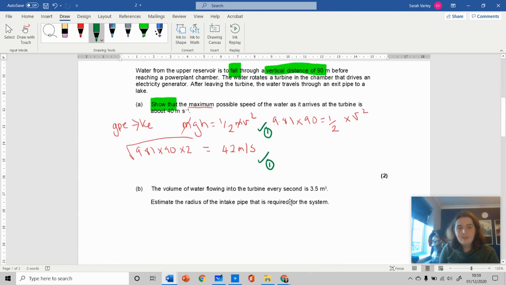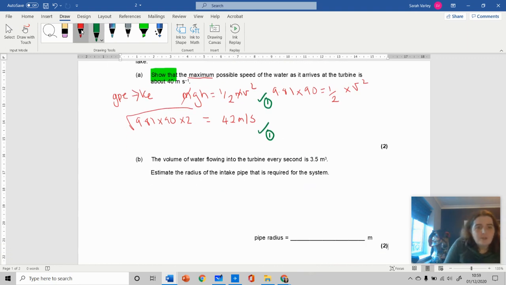Okay. So this one, the volume, oh, I love when they do this. So the volume through the turbine is 3.5 every second. So every second, that much goes through. So it's a tube. Okay. And every second, the volume of this tube of water that passes through the turbine is 3.5 metres cubed. Estimate the radius of the pipe.